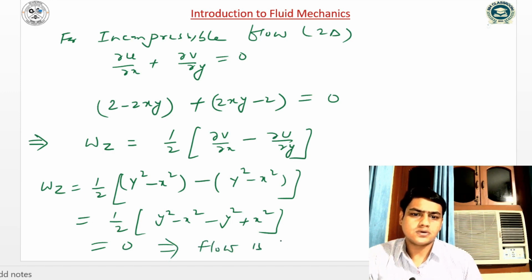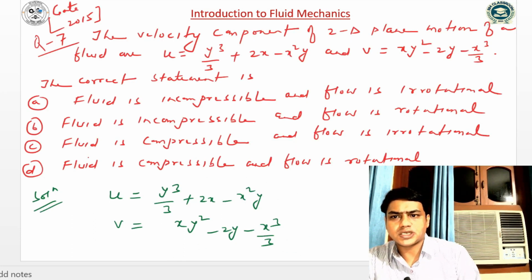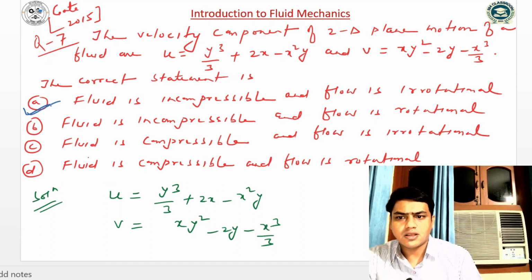The flow is irrotational. So if I see the options, option A is correct. The fluid is incompressible and the flow is irrotational.